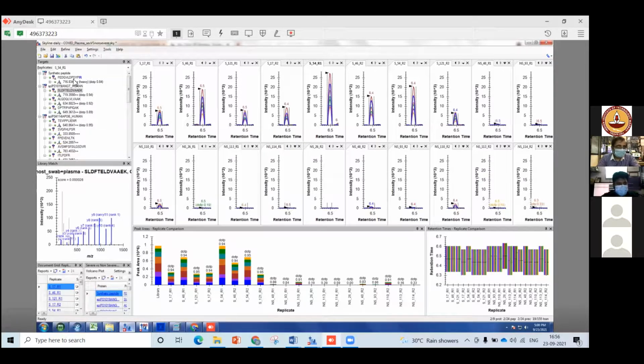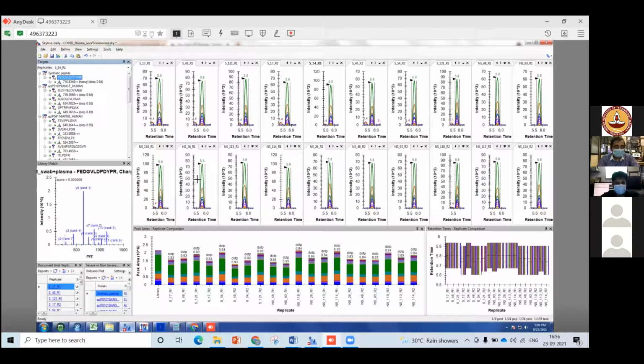Yeah, so as we have shown that, we also check the QC of the data. We have spiked the synthetic peptide over here, and as you can see, this particular synthetic peptide, throughout all the samples, doesn't matter whether severe or non-severe, has come almost the same.